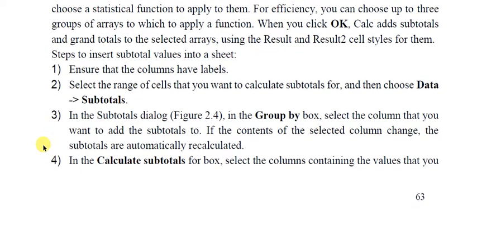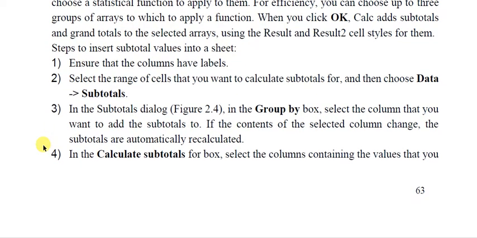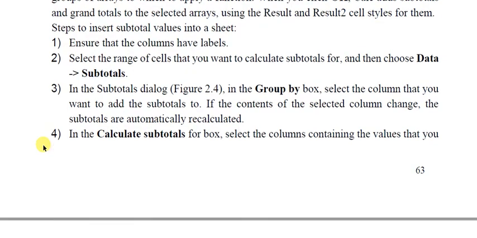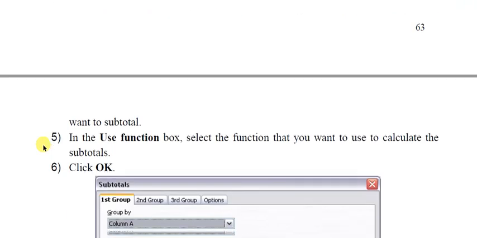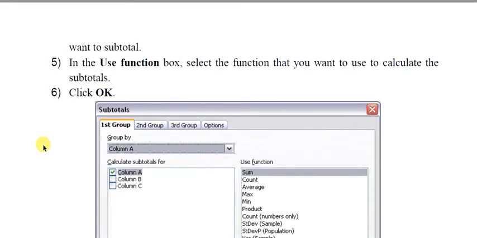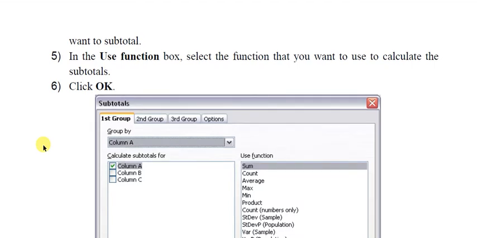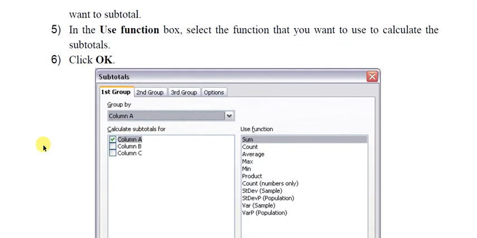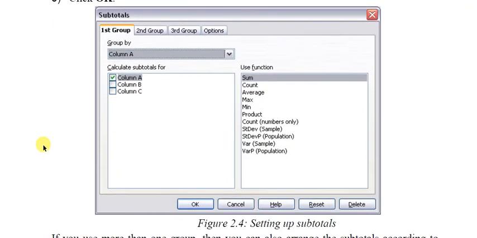Then you will have a Subtotals dialog box. In the Group by box, select the column that you want to add the subtotals to. Okay. In the Calculate subtotals for box, select the columns containing the values that you want to subtotal. Okay. So, this is the figure that displays how to set up subtotals.